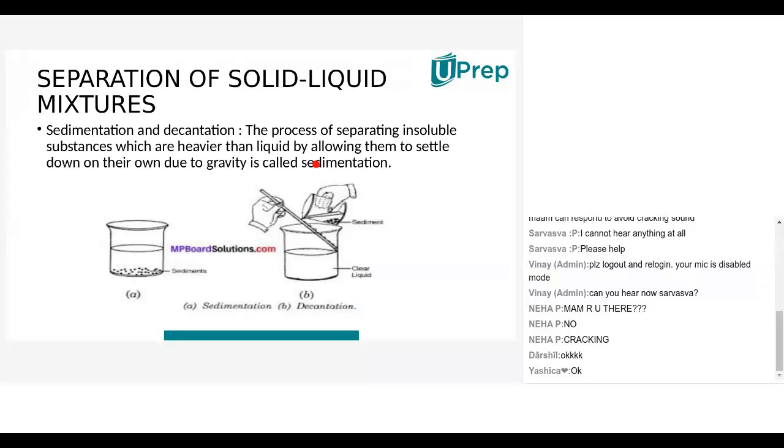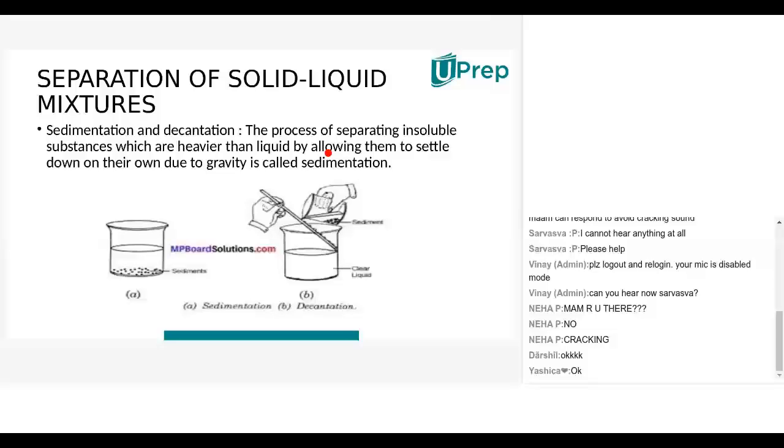And so till now we have discussed what separation techniques there are: crushing, winnowing, sieving, sublimation, and magnetic separation. All these are separation techniques.